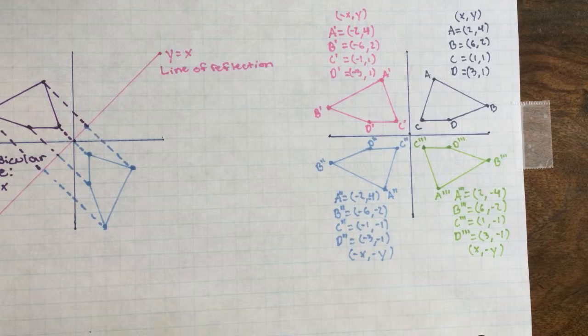Finally, if you were to reflect a figure from quadrant 4 to quadrant 1, we would make both x and y positive. These rules will apply whether you're reflecting over the x or y axis into any of the 4 quadrants.